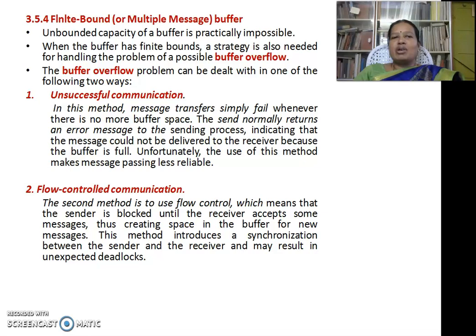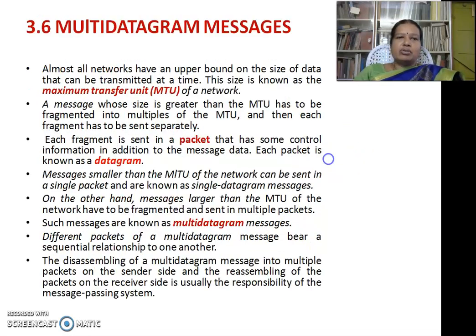Next we go for flow controlled communication. The second method is to use flow control, which means that the sender is blocked until the receiver accepts some messages, thus creating space in the buffer for new messages. This method introduces synchronization between the sender and the receiver and may result in unexpected deadlocks.